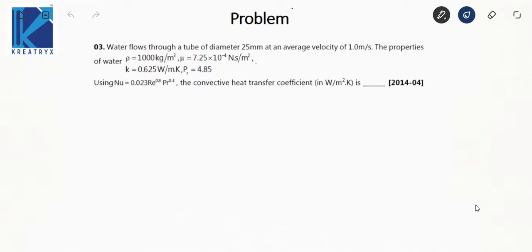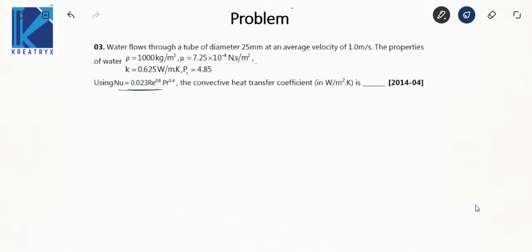Water flows through a tube of diameter 25 mm at an average velocity of 1 meter per second. The properties of water are given: rho, mu, K, and the Prandtl number. The equation has also been given, so the question has been made very simple for you.